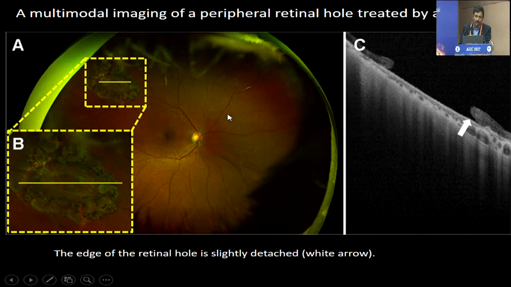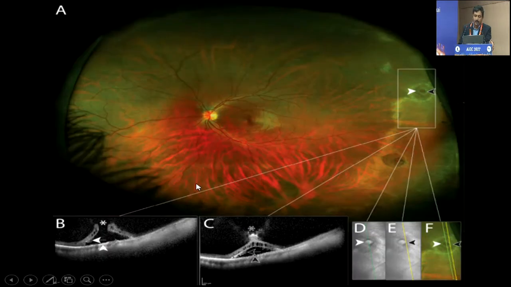This is a hole which has been scanned and lasered, but even post laser you can see the edges of the hole are lifted. Sometimes the presence of fluid can also be well noted. Here also is a scan of a peripheral retinal hole. This is a vitreous adhesion. The scan shows the opening of the hole and the adhesions causing a traction.